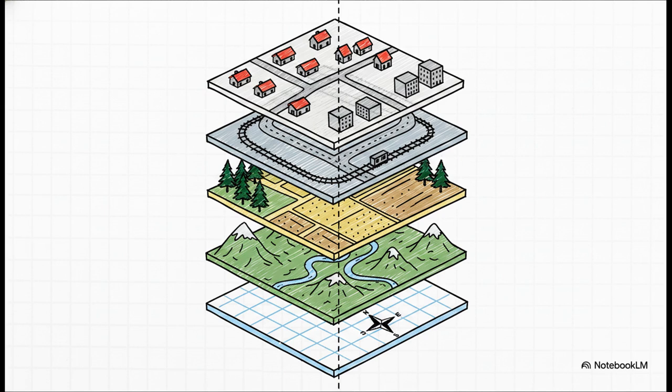2. Relief and drainage, the hills, slopes, and rivers. 3. Land use, is it a farm, a forest, or barren rock? 4. Means of transport, roads and railways. And 5. Human settlement. By stacking these 5 lenses, we basically reverse engineer how the local people live, work, and travel based purely on the shape of the Earth.